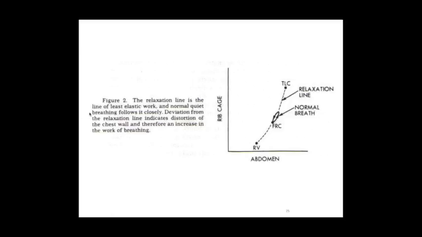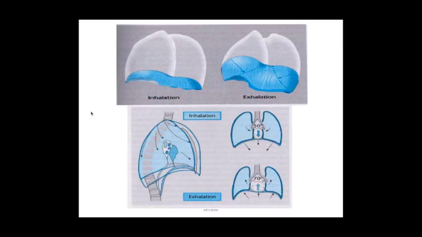What an amazing statement. Here it is. Deviation from the relaxation line indicates distortion of the chest wall and therefore an increase in the work of breathing. If the rib cage is too loose, the work of breathing goes up. If the rib cage is too tight, the eventual work of breathing that we want that rib cage to morph into is affected as well.